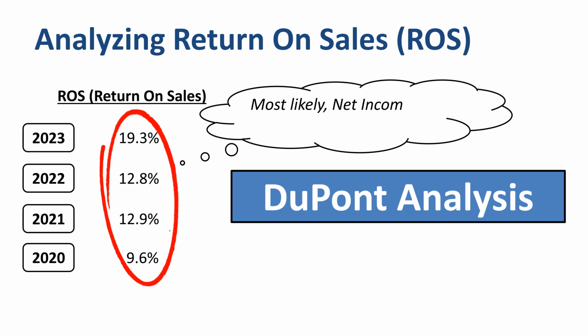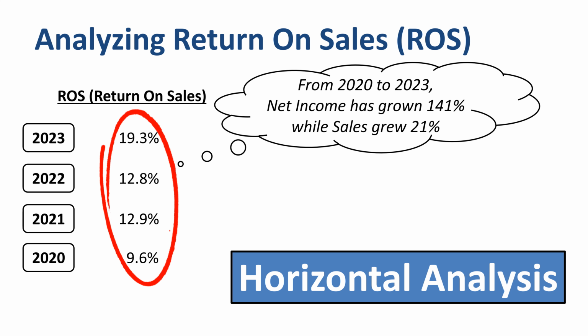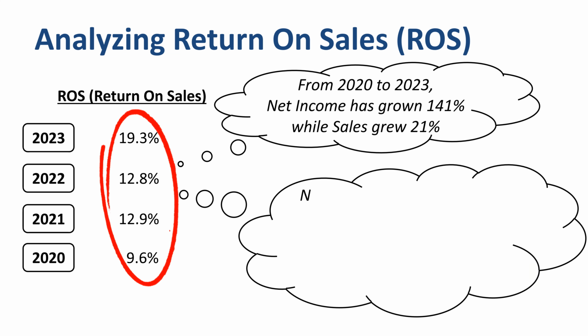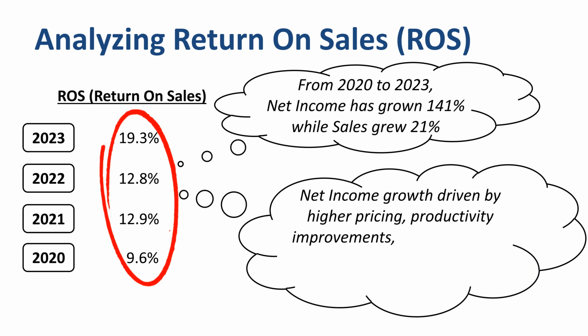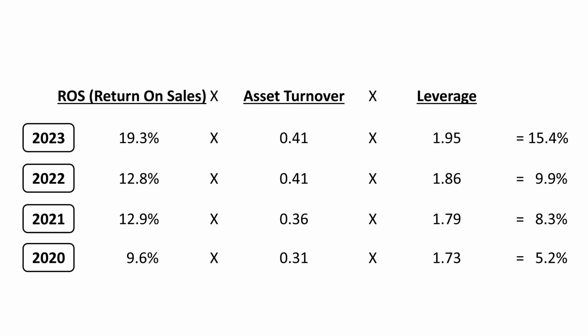Our DuPont analysis hinted to us that net income has grown faster than sales. Our horizontal analysis quantified that net income has grown 141%, while sales grew 21%, and provided us with the operational drivers, the narrative, the story behind the numbers. Higher pricing, productivity improvements, and decrease in purchase accounting impacts, as well as unusual items. That's our first component, return on sales, taken care of.